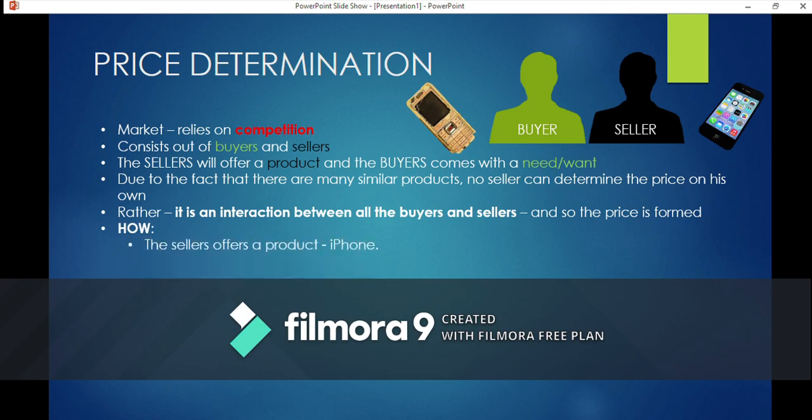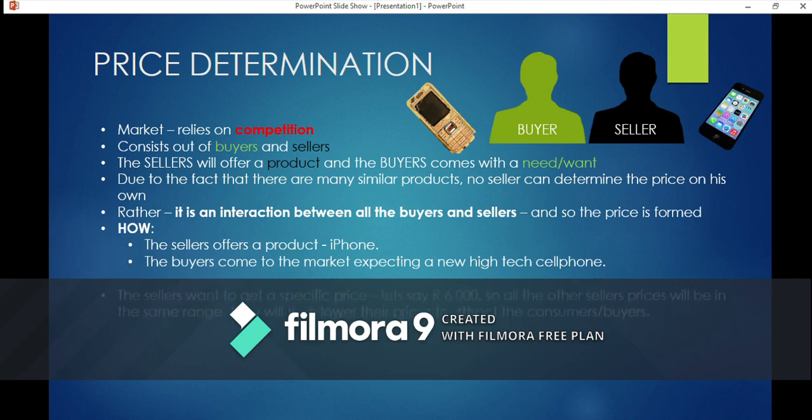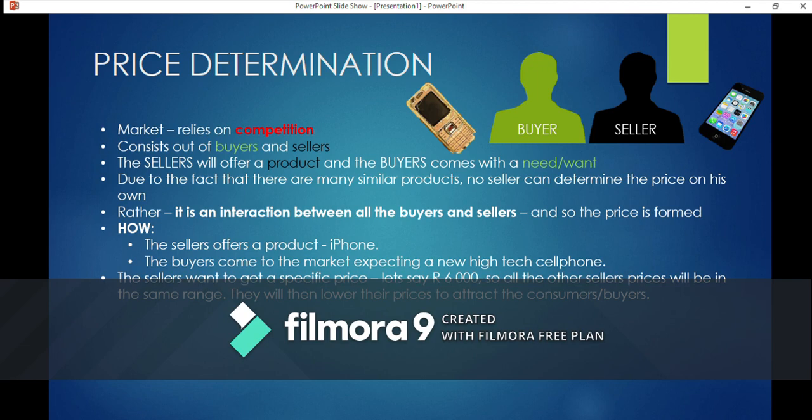Okay, so how does it work? The seller offers an iPhone, the buyer comes to market, he wants a new high-tech phone. He doesn't want to buy it from the first seller that he can get, although if that seller is his friend or a business owner that he trusts, he's got a relationship with him, by all means, he will probably buy because he wants to support that person.